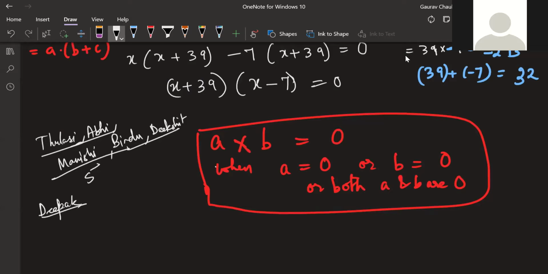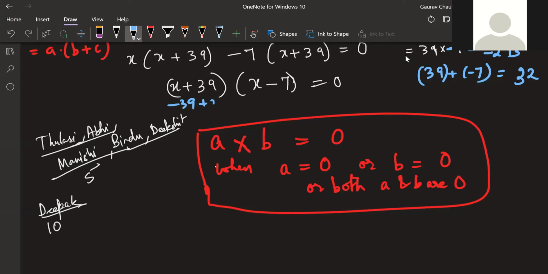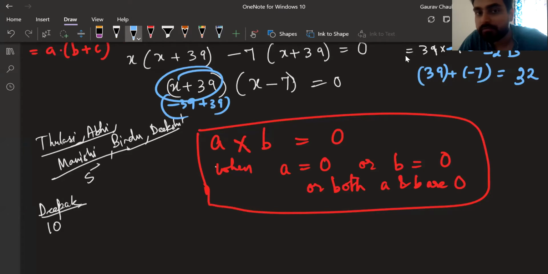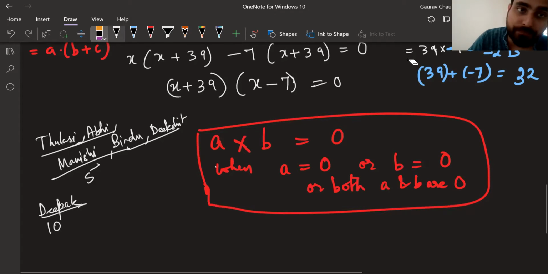One more, can you tell me? One more situation? Plus 7. If I put plus 39, this part will become 0. If I put plus 7, minus 7, this part will become 0. So my solution, or the roots of this equation, are minus 39 and plus 7. Deepak, you are absolutely 100% right.